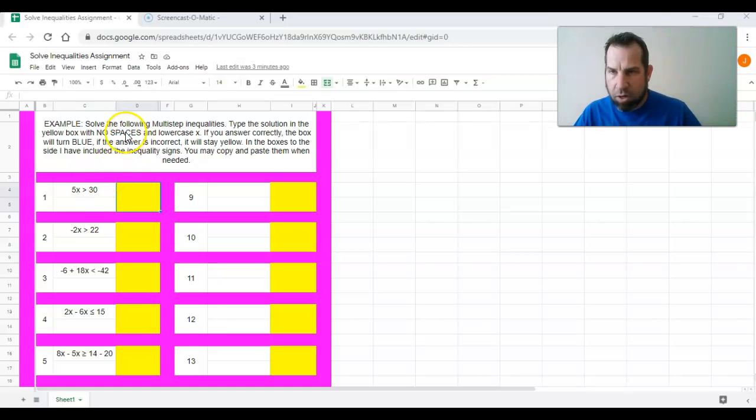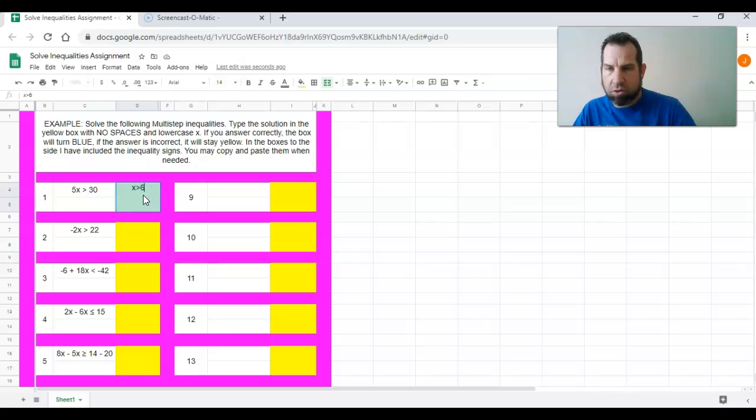As you can see, it says: solve the following multi-step inequalities, type the solution in the yellow box with no spaces and a lowercase x. So here I am, I'm in this box. I'm going to type in x is greater than 6. There it is. Now I've done this correctly, so the box should turn blue. And it did. If it's incorrect, it's going to stay yellow.